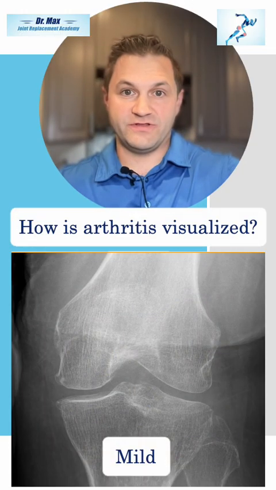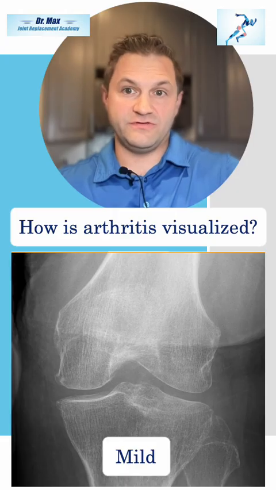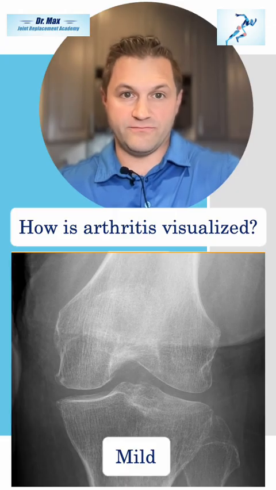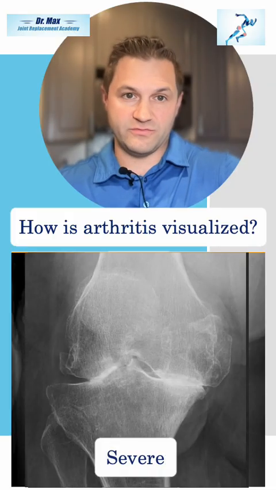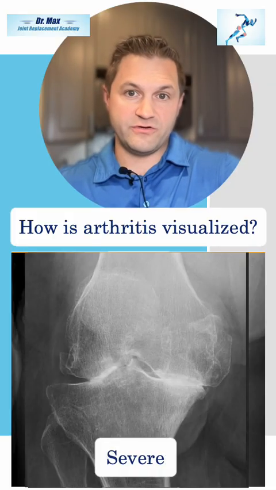How is arthritis visualized? It can be seen on x-ray, such as these examples. Here's an example of mild, moderate, and severe arthritis. In each subsequent example, you can see the cartilage becoming thinner and the bony surfaces coming closer to each other.